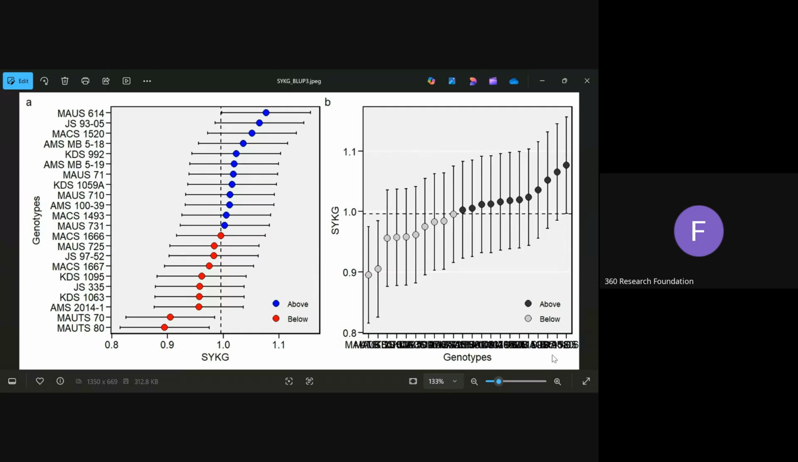According to this, 614 is the superior performer, and MAUTS 80 is a poor performer. You need to interpret which genotypes are above average and which are below the average, and this is the average line.